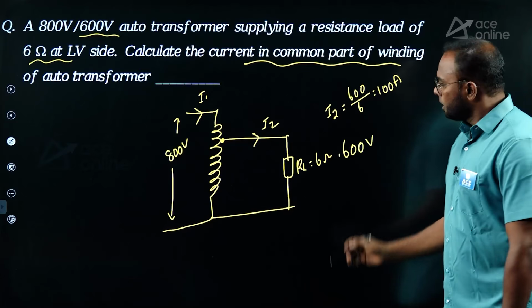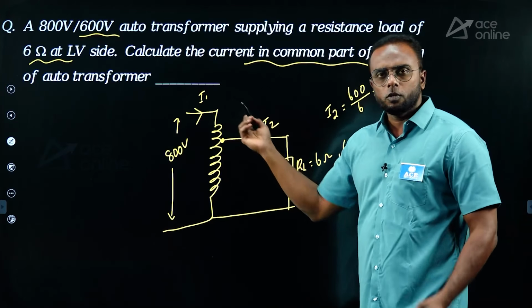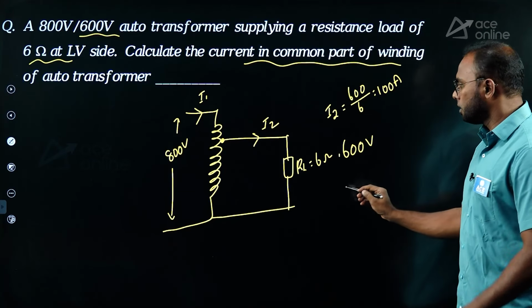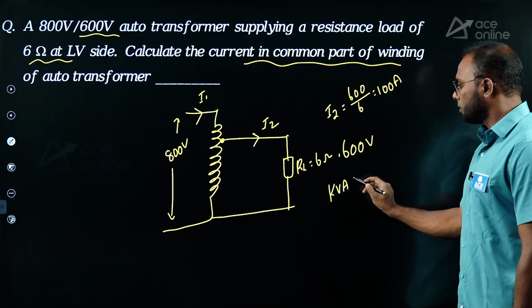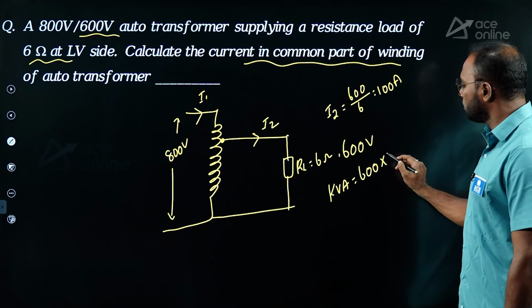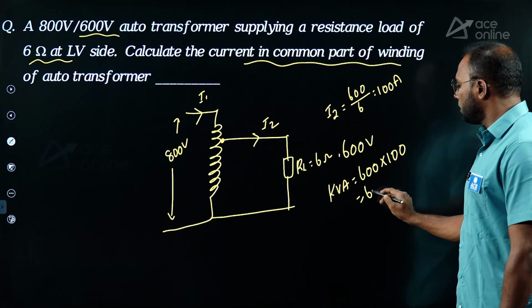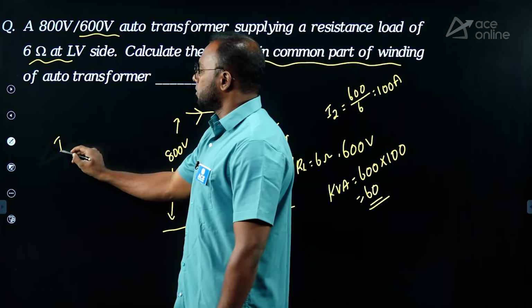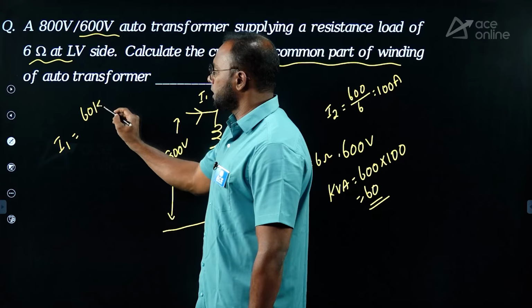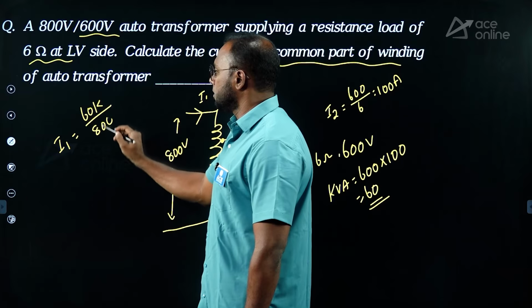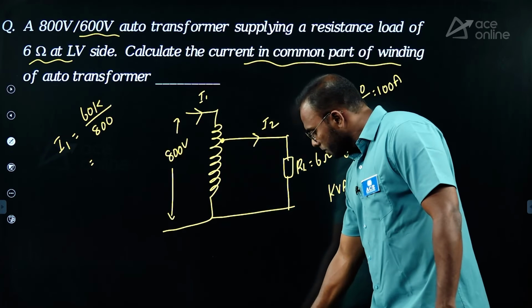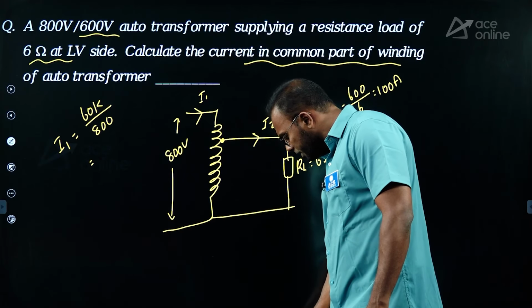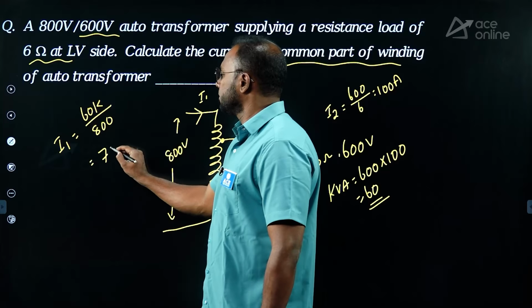Okay, secondary current. Then how to find primary current? If you know how much kVA it is delivering, kVA we take same on both sides, then I1 also we can find. The kVA output of transformer is voltage into current, 600 into 100, nothing but 60 kVA. Then what is the primary current? Primary current equals same kVA applied on both sides, 60K divided by 800. So we will get, calculate, it is coming 75 amperes.